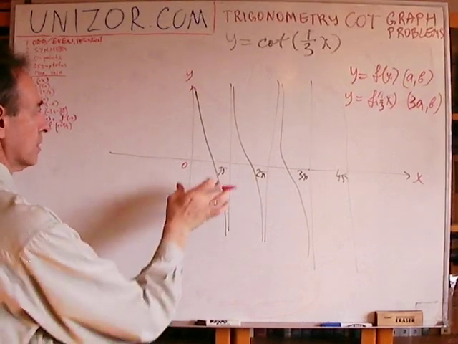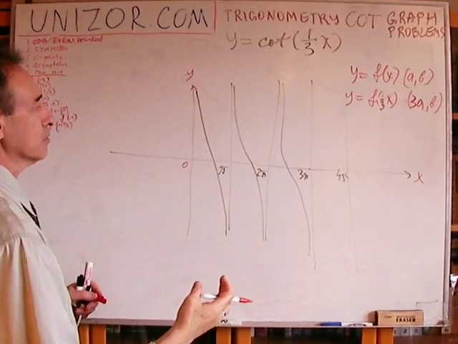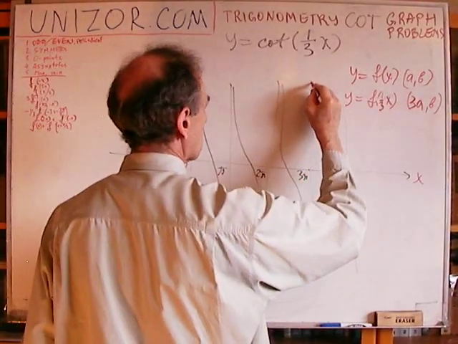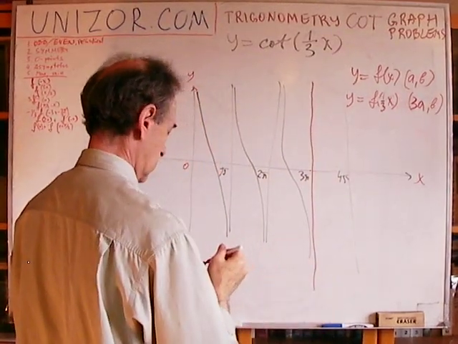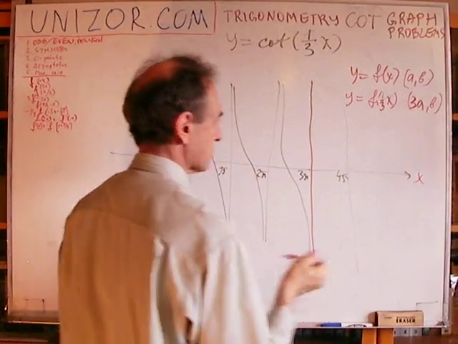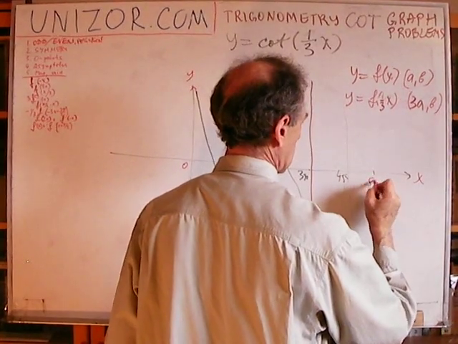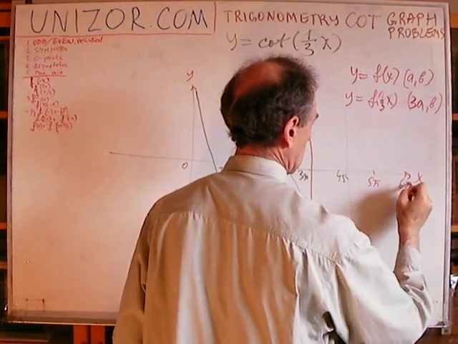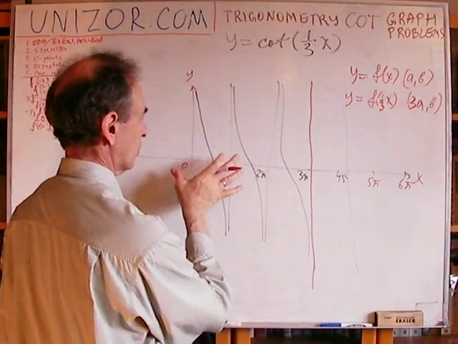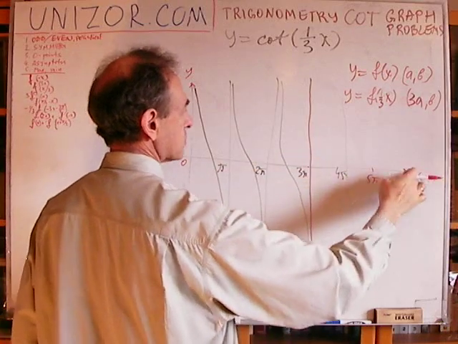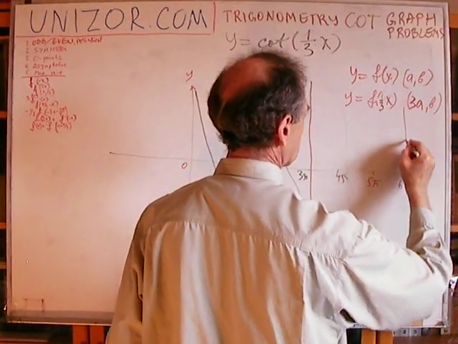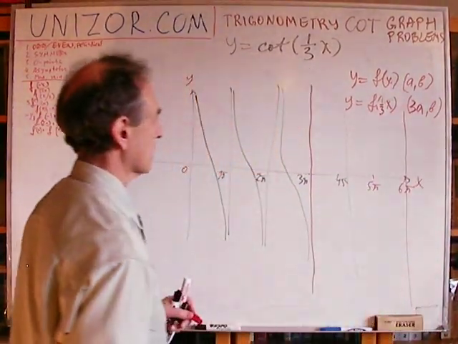Now, period used to be pi. Now the period will be 3 pi. So this would be my first asymptote. And at 6 pi would be my next asymptote, because this 2 pi point would stretch 3 times to 6 pi, right? So that would be my next asymptote.